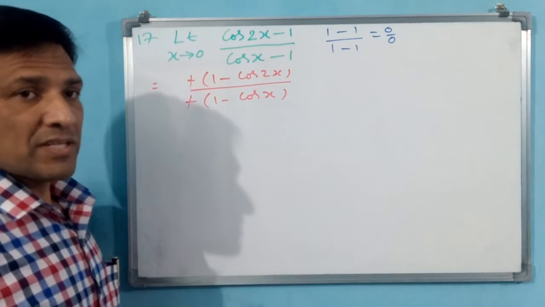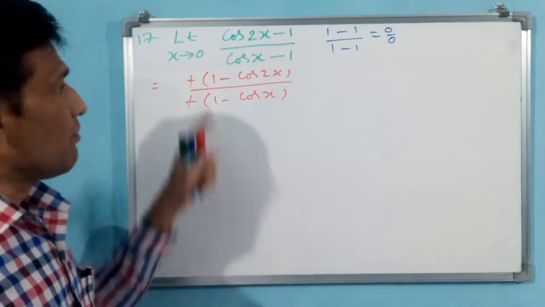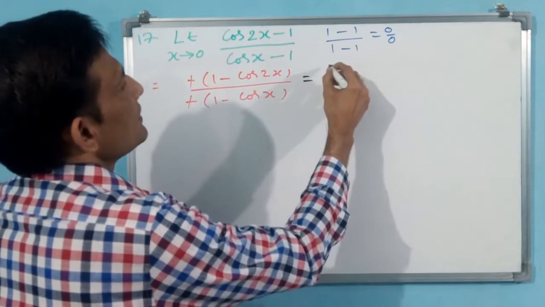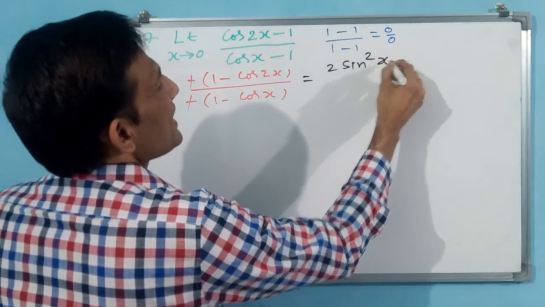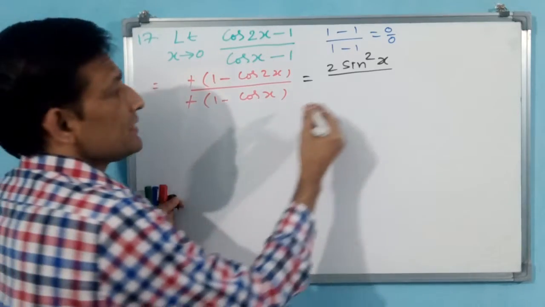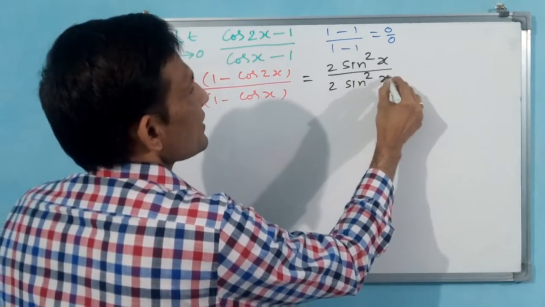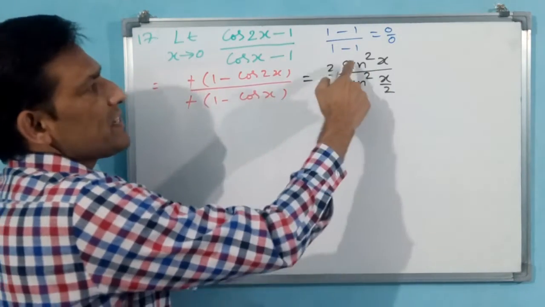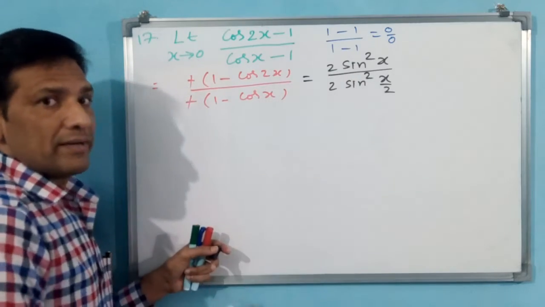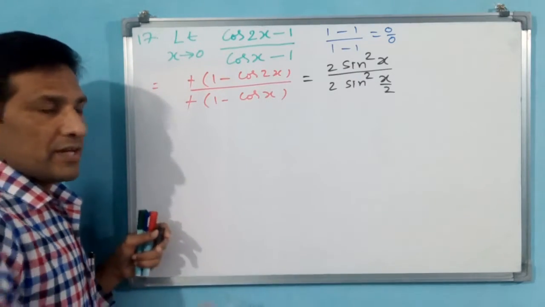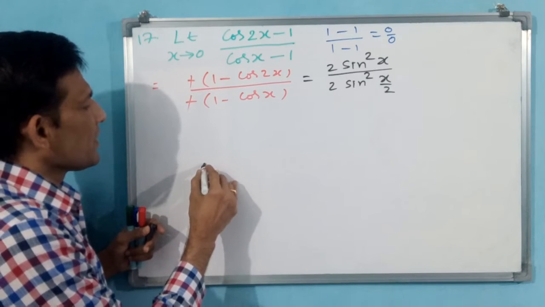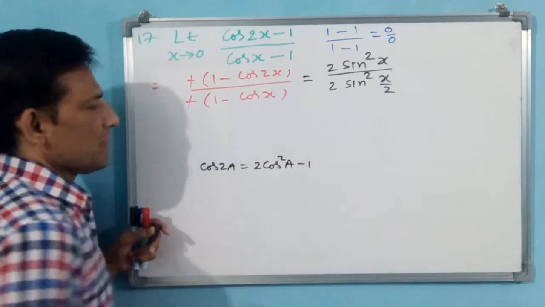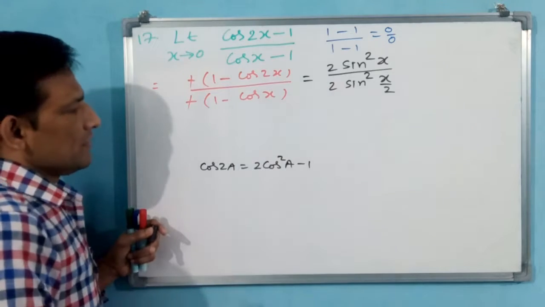Now you have the formula for 1 minus cos 2x. It is 2 sine square x. But this is 2 sine square x by 2. Why? Because here 2x is there, so x; and for x, x by 2. Minus is there with sine square; if plus is there, cos square. This has come from the formula cos 2a is equal to 2 cos square a minus 1.